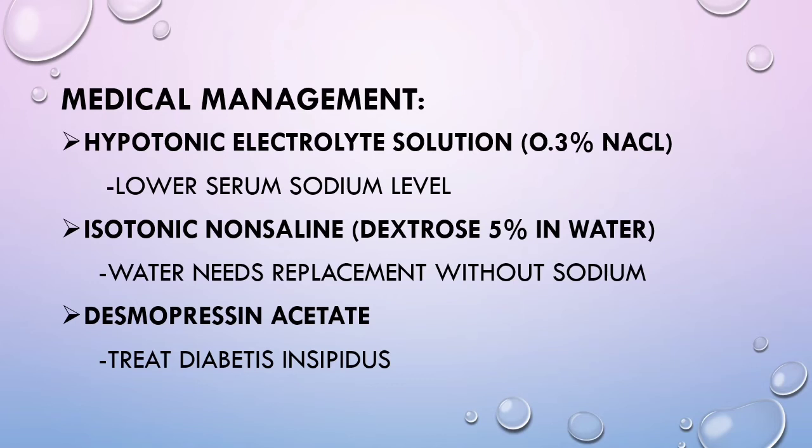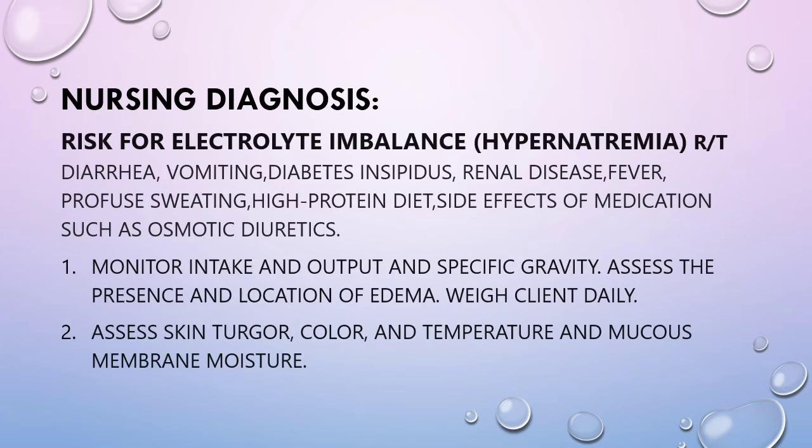For the nursing diagnosis: risk for electrolyte imbalance or hypernatremia related to diarrhea, vomiting, diabetes insipidus, renal disease, fever, profuse sweating, high protein diet, and side effects of medications such as osmotic diuretics.